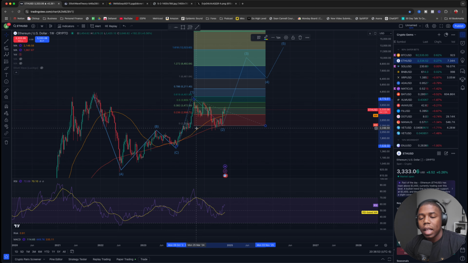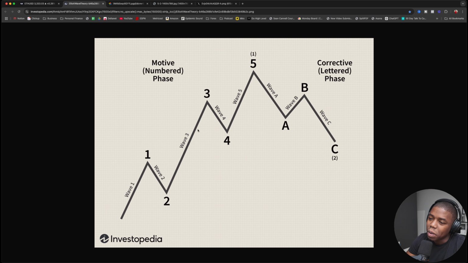And one of the rules of Elliott wave is that wave 3 cannot be the shortest wave. If you look at this wave count, even though you can't really tell too much, this third wave is longer than wave 1 and wave 5. So it cannot be the shortest wave. That's just one of the rules of Elliott wave.